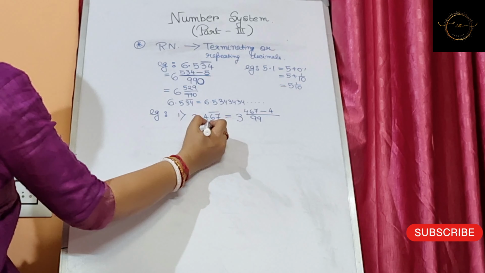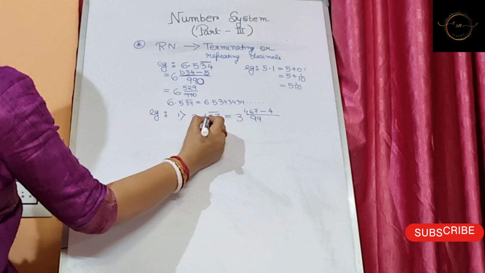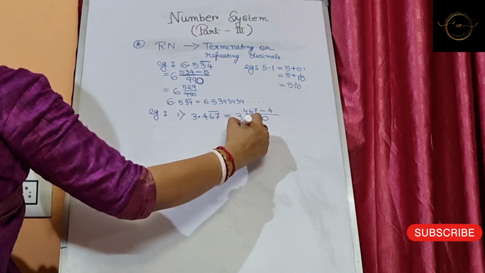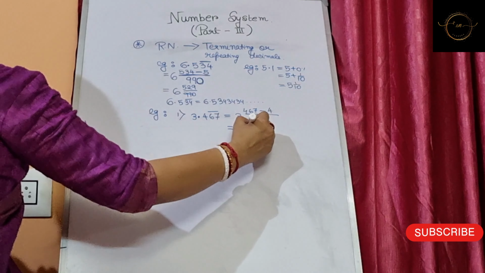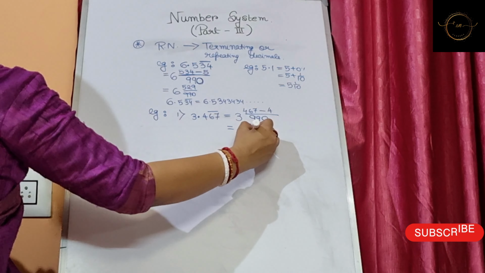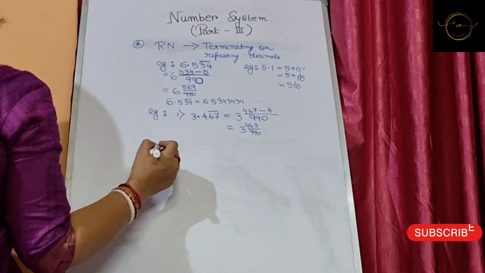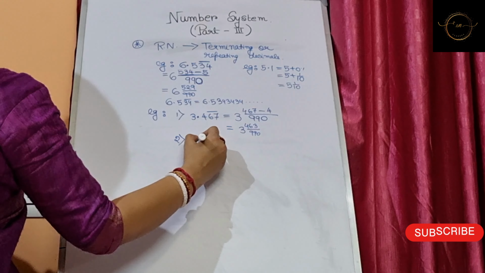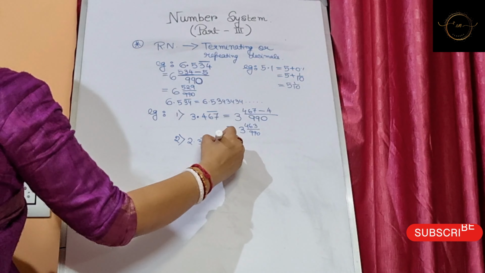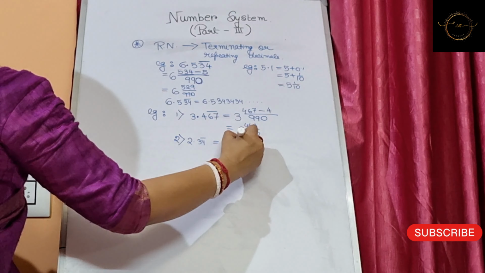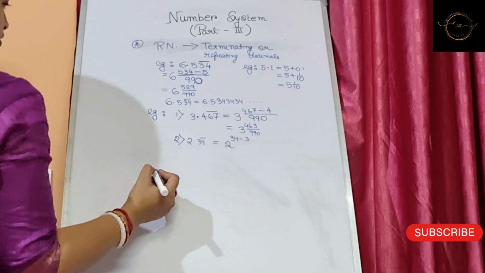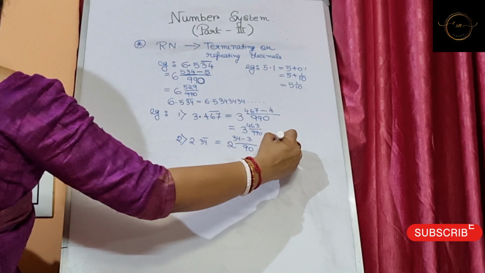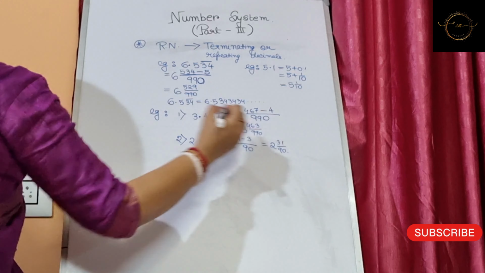How many numbers are not getting repeated after the decimal point? That is 4. So it will be 990. So this will be equal to 3 whole 463 by 990. Coming to another example. If it is 2.34 bar, this is equal to 2 whole 34 minus 3, because 3 is not getting repeated, divided by 90. That is equal to 2 whole 31 by 90.